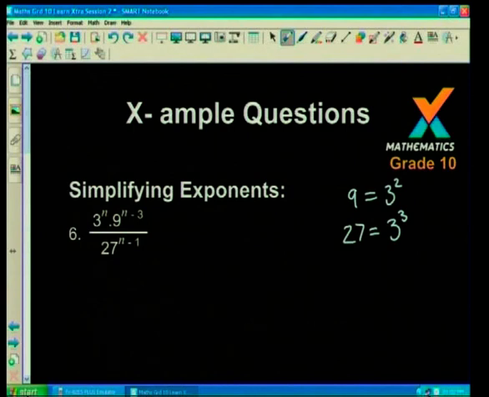Let's tackle this now, armed with this knowledge. So 3 to the power of n stays 3 to the power of n.